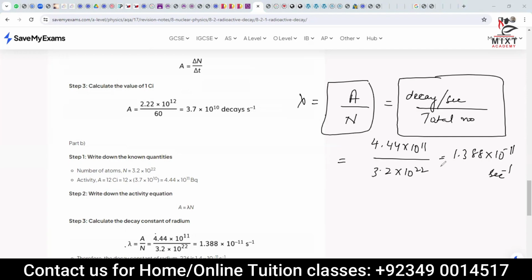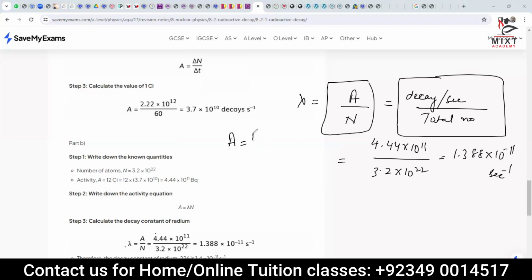Now, this value is constant for different materials. For radium, this is the value. Maybe for some other element, the value will be different. For some other element, the value will be totally different. So for all elements, the value will be different. So what formula have we studied for this today?